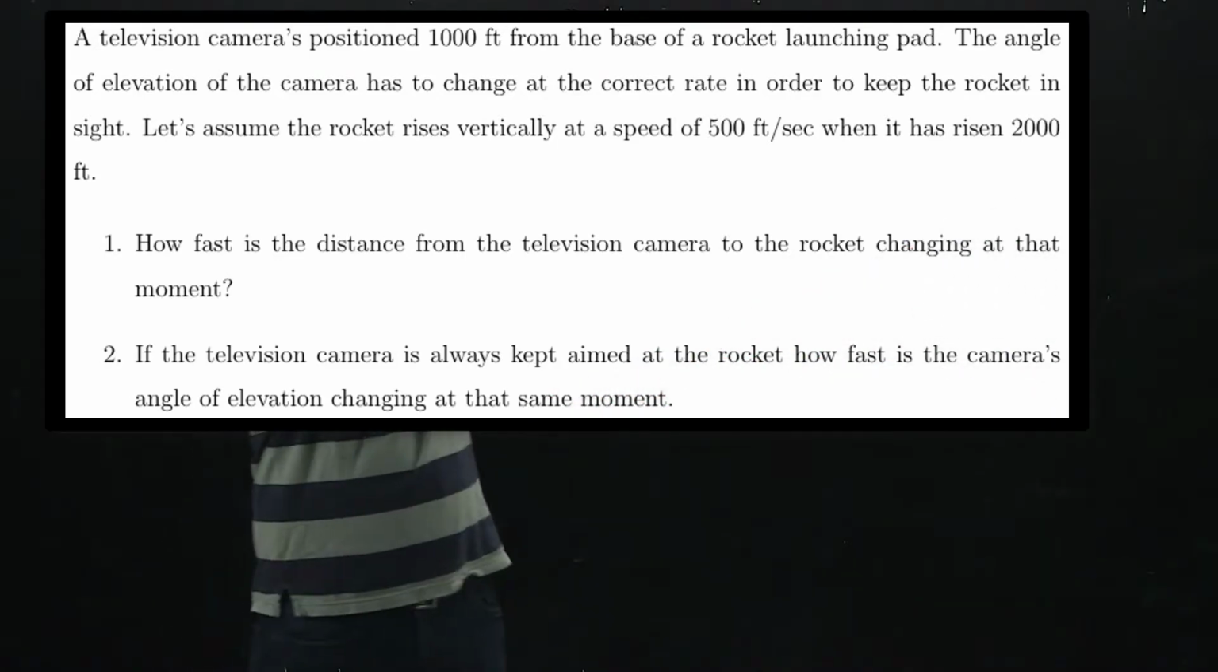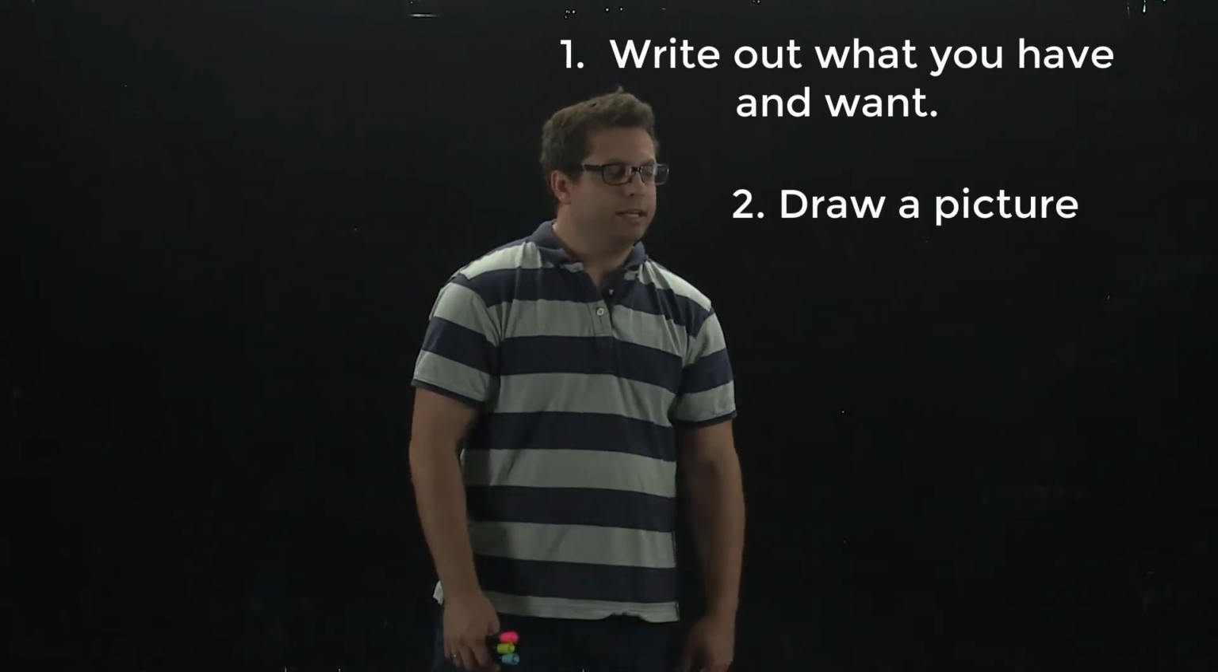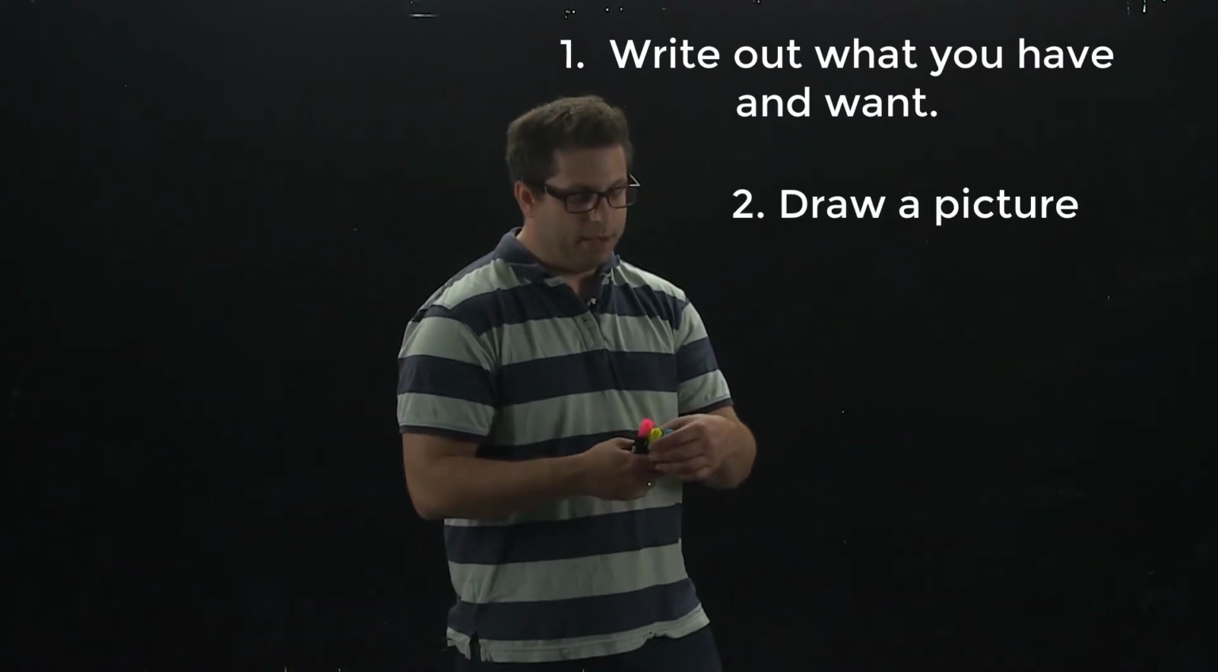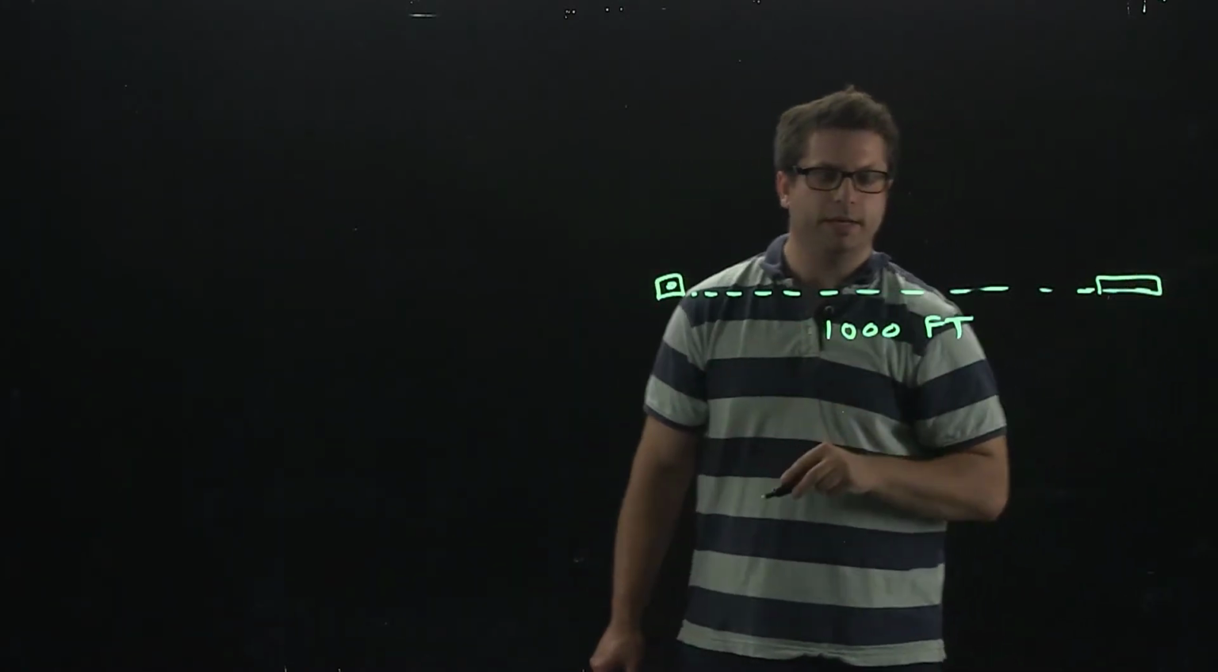All right, so let's move that out of the way. It's a very long word problem. So step 1 and step 2 are about writing down all the information from that word problem and then drawing a picture as well. So let's go ahead and do that. We have our camera, which is right there, and it is 1,000 feet from our rocket launching pad. So we'll say that's right there.